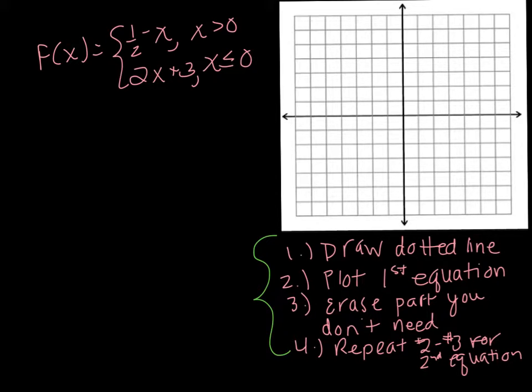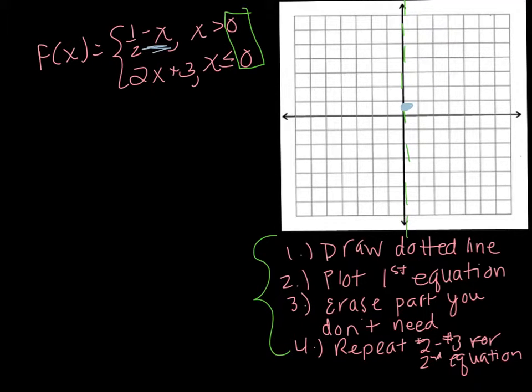That dotted line always occurs at the cutoff point from one rule to the next. So in our case, our cutoff point is at x equals 0, which we know as the y-axis. So I draw my dotted line to start. My next step is to graph the first rule. So 1/2 minus x has a y-intercept at 1/2. So I plot my y-intercept at 1/2, and it has a slope of -1.